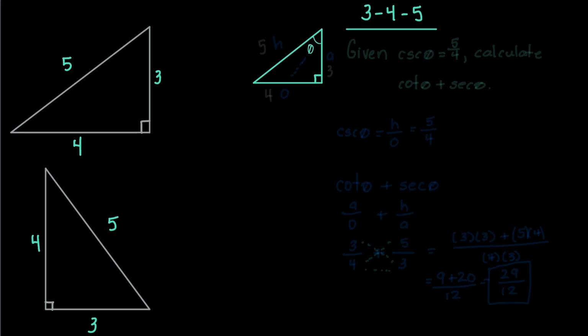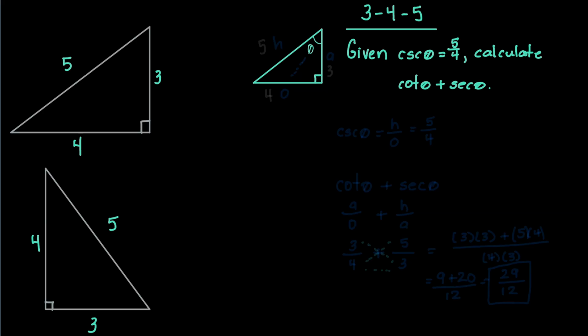All right, our right triangle is drawn. Given cosecant of theta is equal to 5 over 4, calculate cotangent theta plus secant theta.